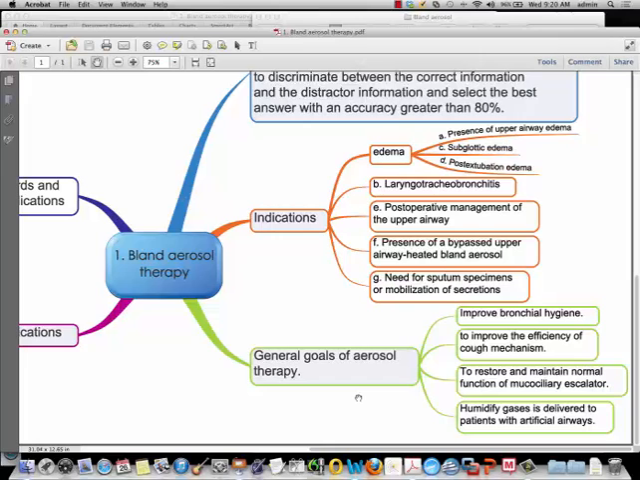Now, general goals of aerosol therapy. And when I say aerosol therapy, I'm talking about what is also called bland aerosol therapy. I know that sounds strange, because we usually think of the word bland as referring to a food. We don't think of a liquid as a bland liquid. At least I don't. Bland means it doesn't taste good and I don't want to eat it.